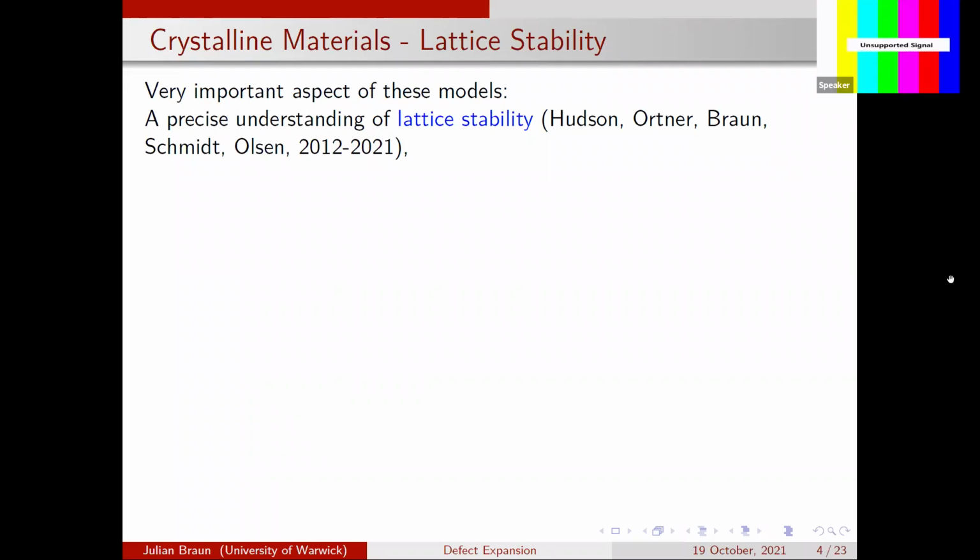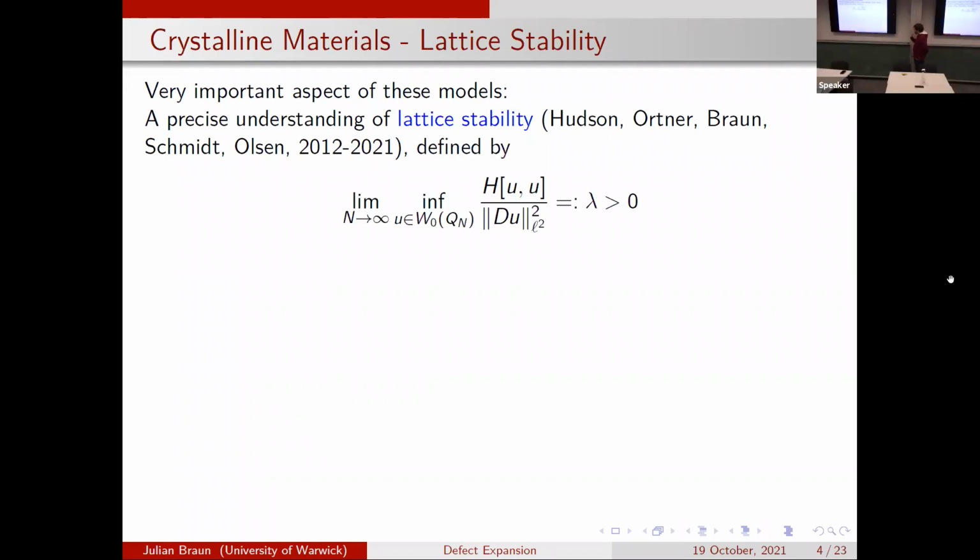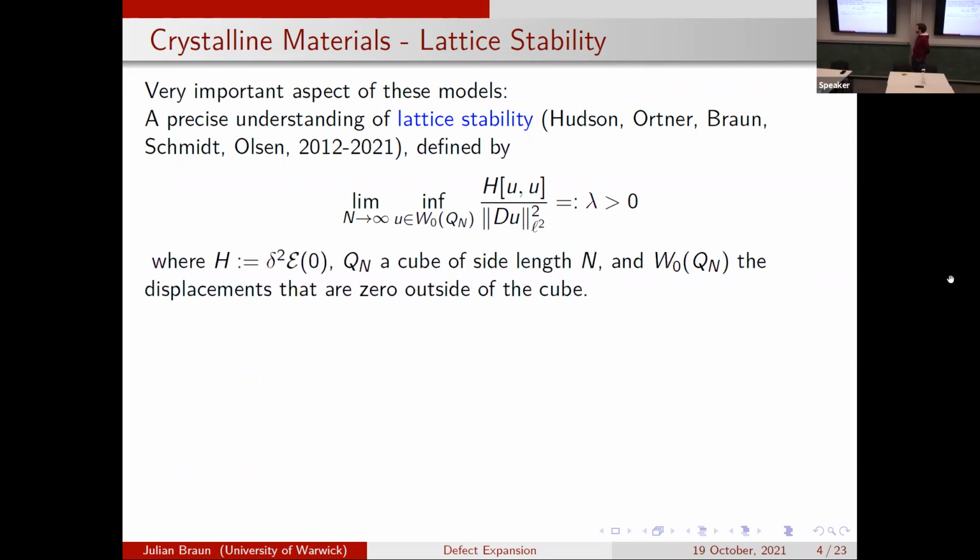Those are the main ones. And so a very simple definition is, okay, you take the Hessian, so the second variation of the energy at zero, meaning at the lattice. You take that on, let's say, a cube of side length n, and you take all the displacements which are zero outside of that, so you have perfect equivalence outside of that, and you minimize this energy compared to the H1 type norm.